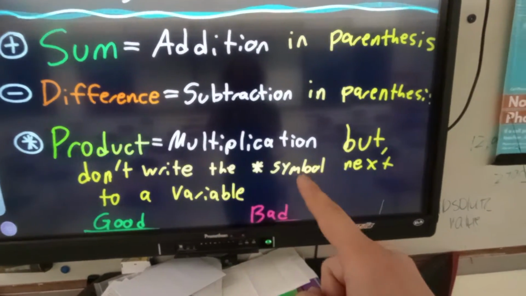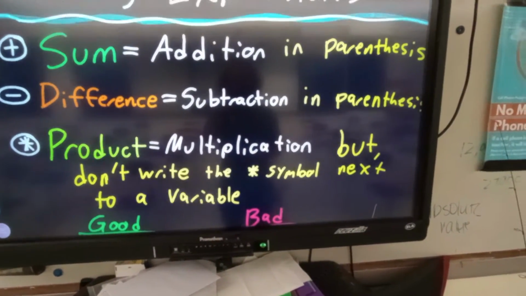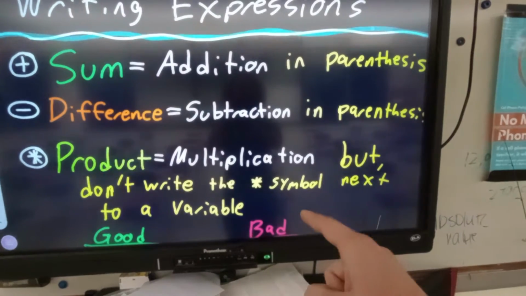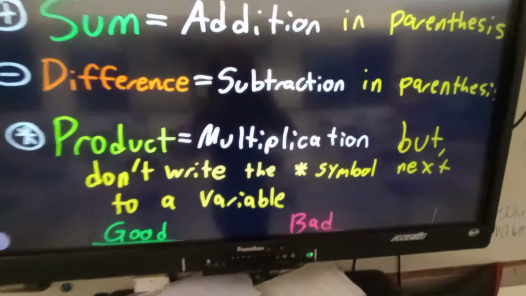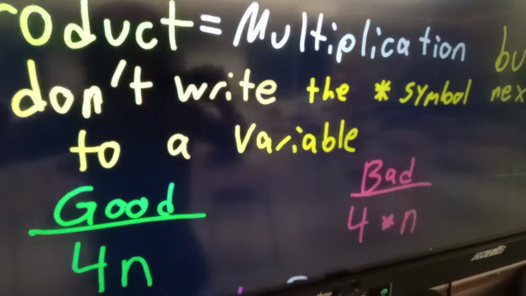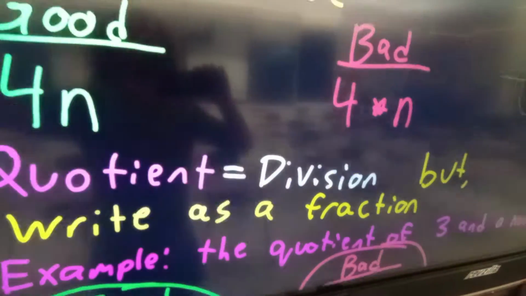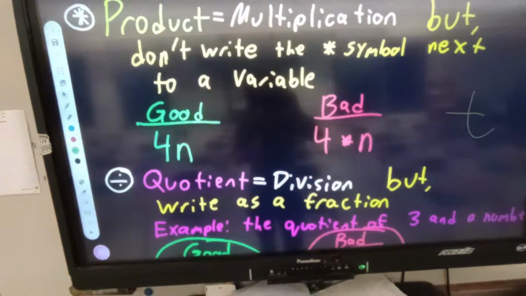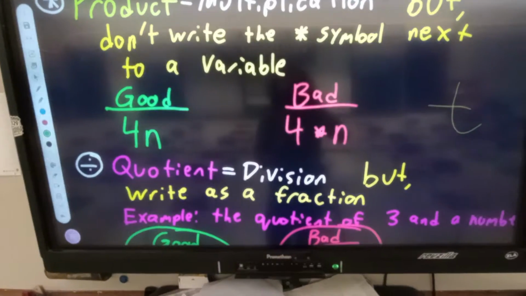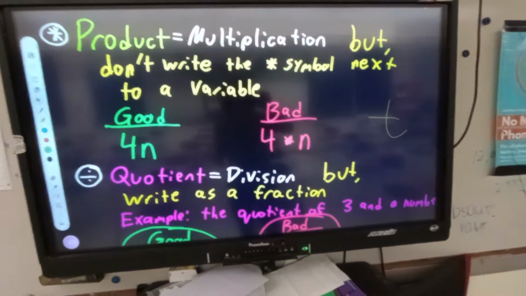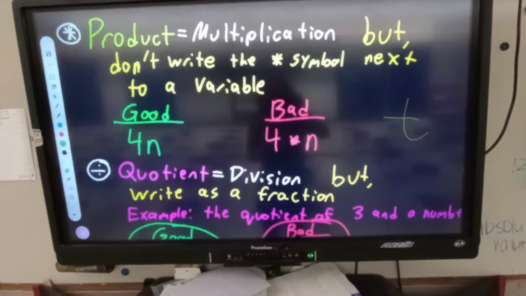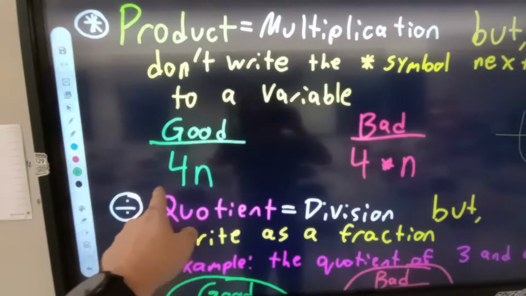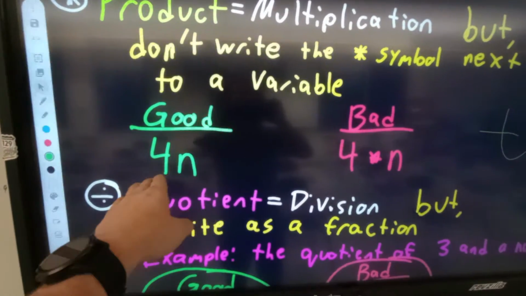And next is product. Now, product is multiplication. That has remained the same, but don't write the multiplication symbol when it is next to a variable. Let me show you what I mean. So the example would be 4 times n. So if I said find the product of 4 times n, we would use this option, 4n. This means 4 times n.